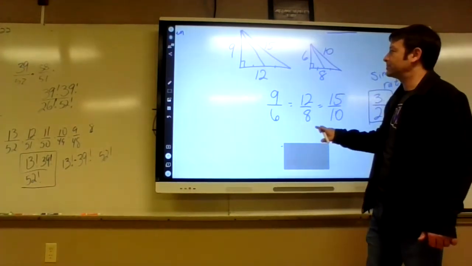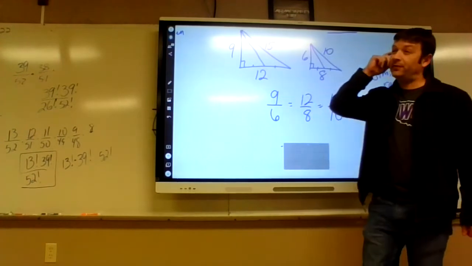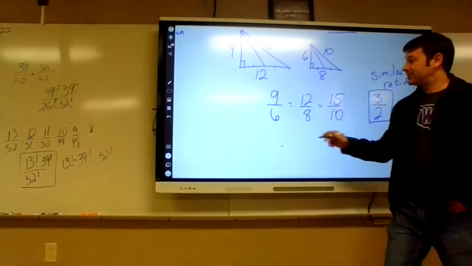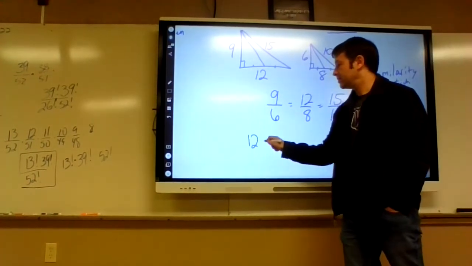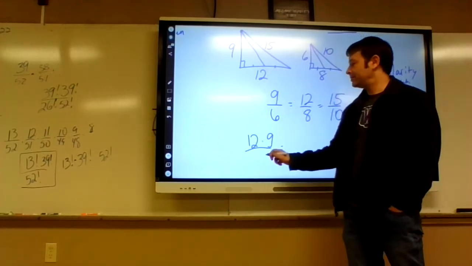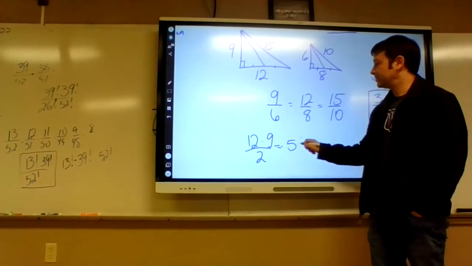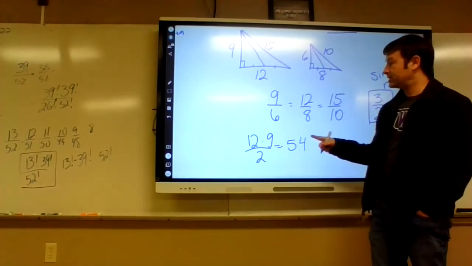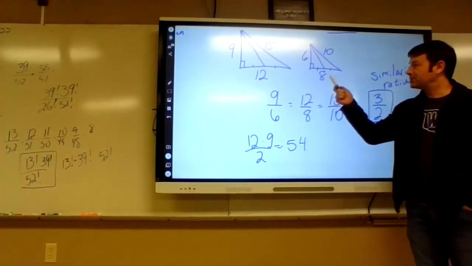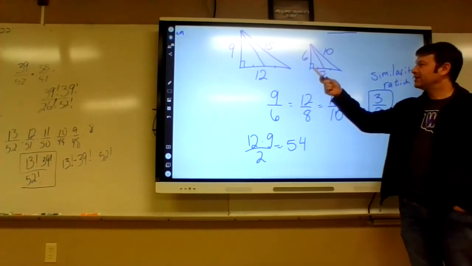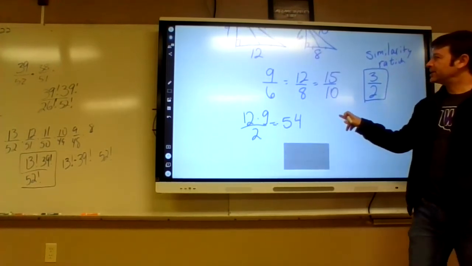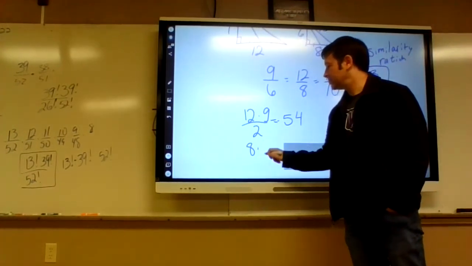Do you guys remember how to find the area of this rectangle? 12 times 9 divided by 2 is the area of this triangle. What is that? 54, I believe. Let me double check, yeah. Okay, and then what's this one? 8 times 6 divided by 2. 24.